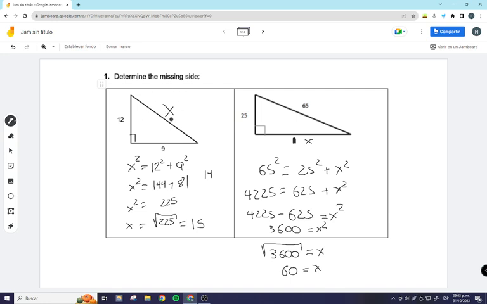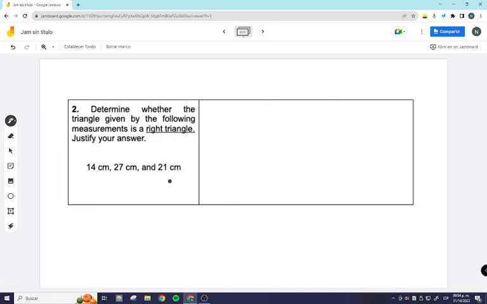If you don't have the hypotenuse, make the two other numbers squared and add them, like we did here, and then find the square root of that. If you have the hypotenuse, then make the other two numbers squared, subtract them, and find the square root of that. It can be summarized like that. Now let's move to this one, okay?